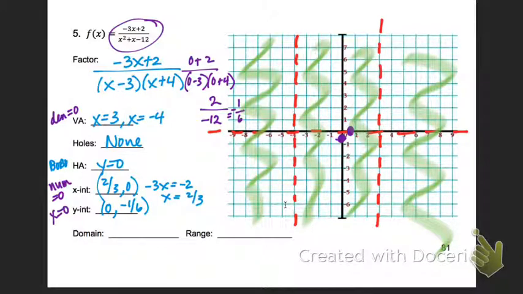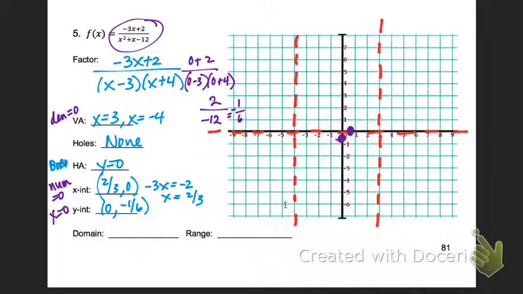To draw it, okay? Where the horizontal asymptote is crossed. Yes. So we're going to test some points and just see where it is.